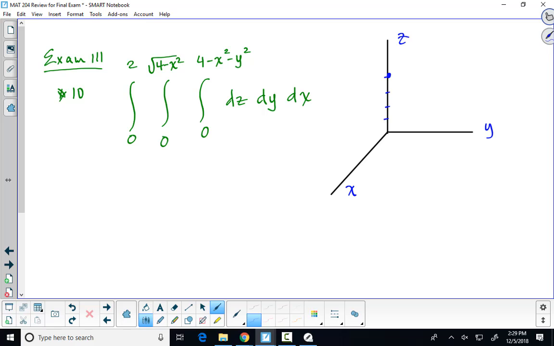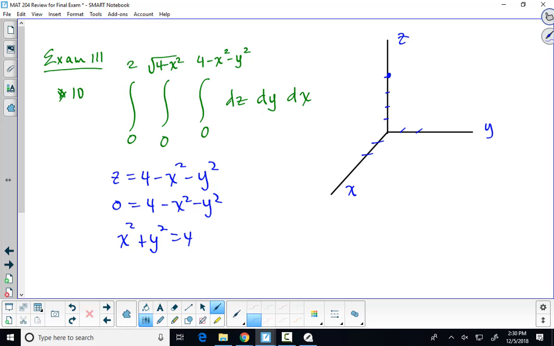Let's take a look at the intersection with the xy plane. So if you set z equal to 0 in 4 minus x squared minus y squared, we get a circle of radius 2 centered at the origin. So we get x squared plus y squared is equal to 4. So we know down in the xy plane we have a circle of radius 2. And then again, the question is, are we going to get the full disk of radius 2, or are we going to get part of it?